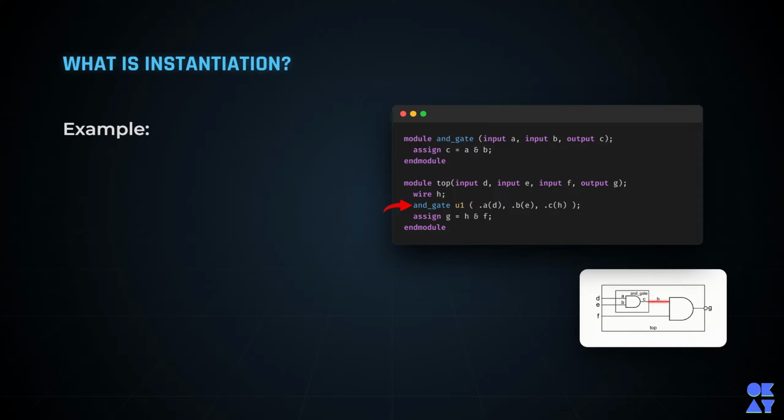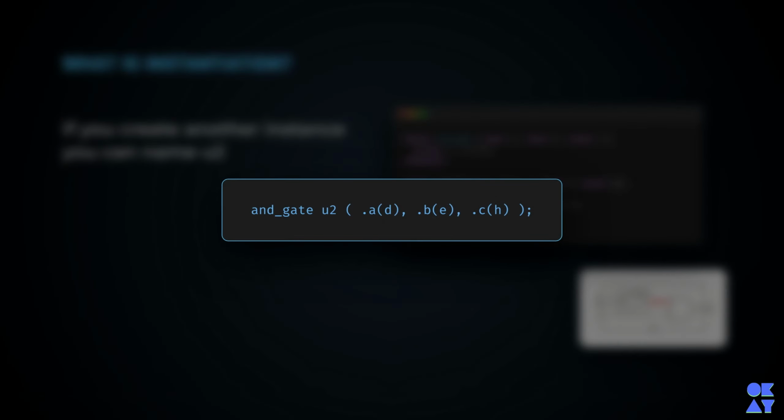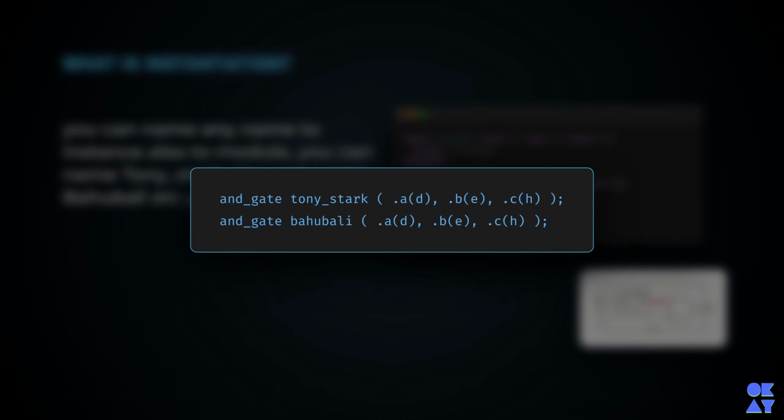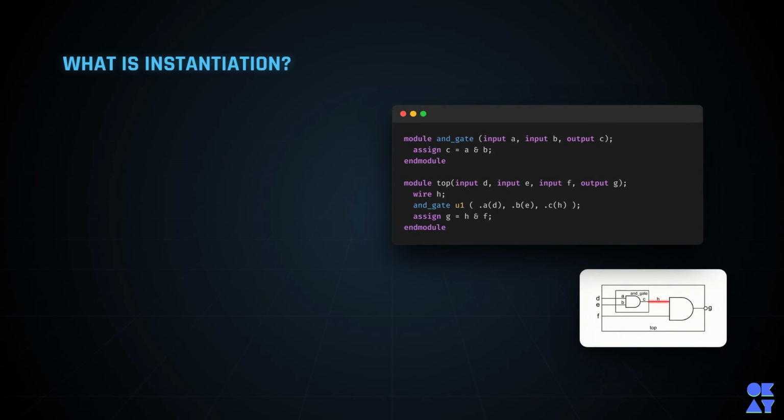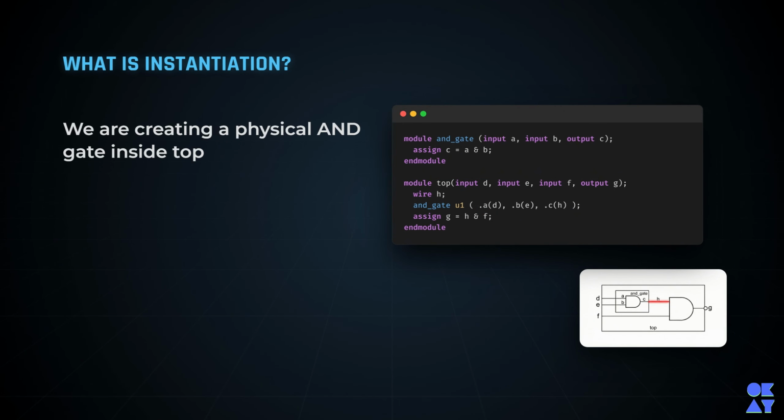Example: AND gate is the module type. U1 is the instance name. If you create another instance, you can name it U2. You can give any name to an instance, and also to a module. You can name it Tony Stark, you can name it Bahubali, etc. Your wish, but there are some rules we will see in the next topic. We are creating a physical AND gate inside top.